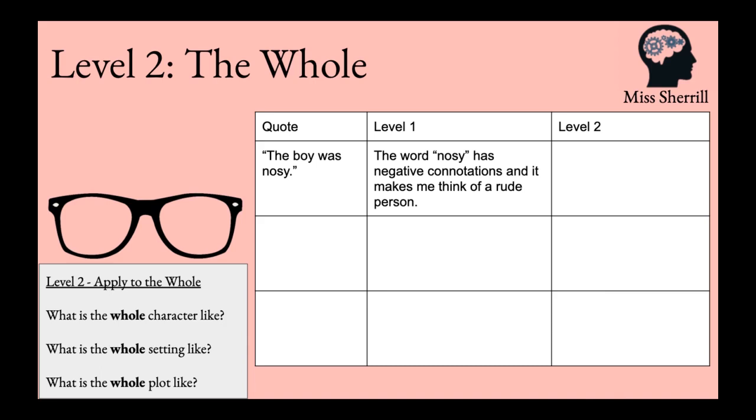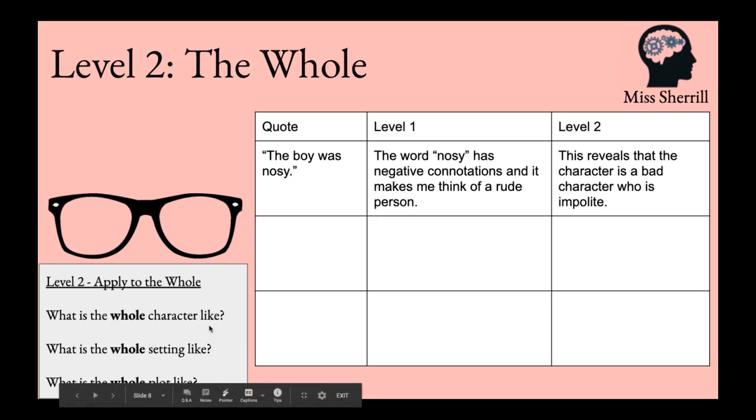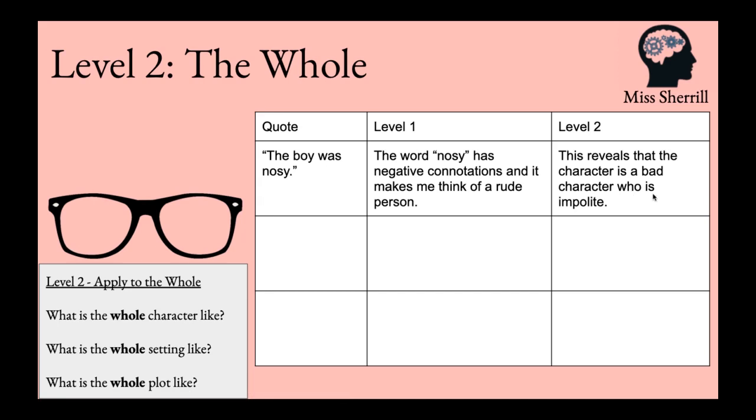So if I looked at level 1 at the word nosy, saying it has negative connotations and it makes me think of a rude person, then if I applied this to the whole character, I could say this reveals that the character is a bad character who is impolite. So just from this one little quote in the story, I can make a connection, and a negative one because he was described as nosy, to the whole of his character, a bad and impolite character. Let's do it again. The weather was scorching.